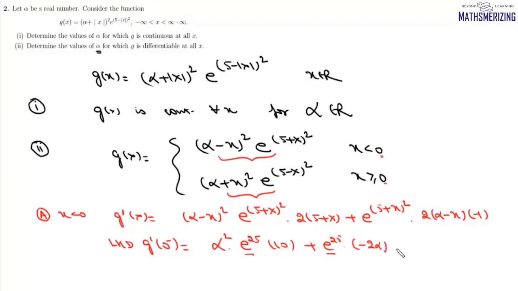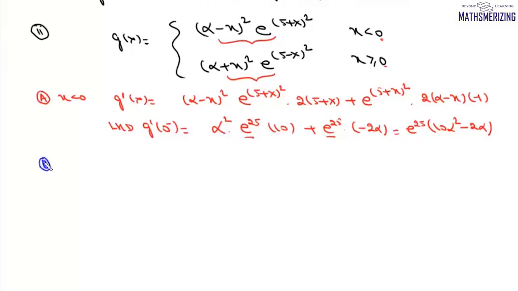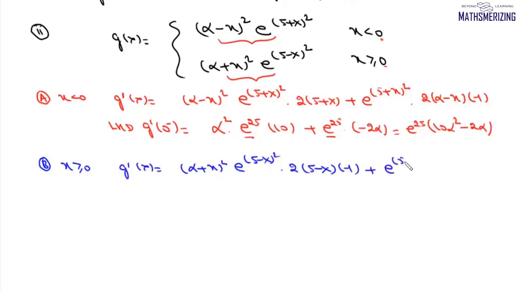We can take e to the power 25 common, then we can write e to the power 25 and then 10 alpha square minus 2 alpha. Now we'll find derivative of this function when x is greater than or equal to 0. In that case, g dash x will be alpha plus x whole square e to the power 5 minus x whole square into 2 5 minus x into minus 1 plus e to the power 5 minus x whole square into 2 alpha plus x.